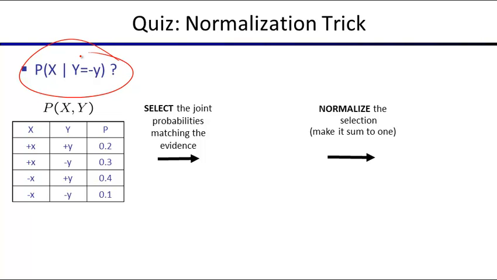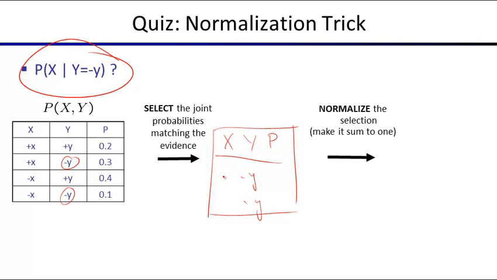All right, let's see how this went. First table here. This is going to be a table with still x and y and probabilities, but not a distribution anymore. It's only going to have the entries consistent with the evidence, which is minus y. So y will be minus y. We have that twice. One time with plus x, one time with minus x. The corresponding probabilities are 0.3, 0.1.